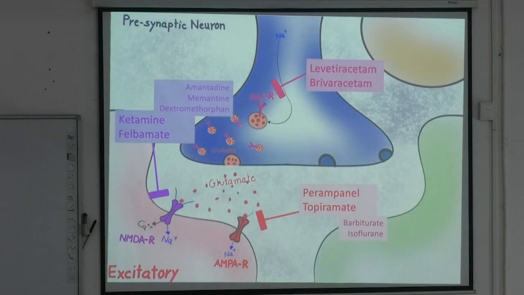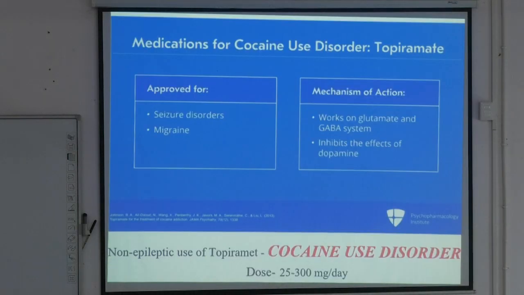Okay, so that is the action of topiramate I have shown here. So medication for cocaine use disorder, that is topiramate, approved for seizure disorders and migraine, but non-epileptic use of topiramate. Cocaine use disorder, we start with 25 and go up to 300 milligram per day.